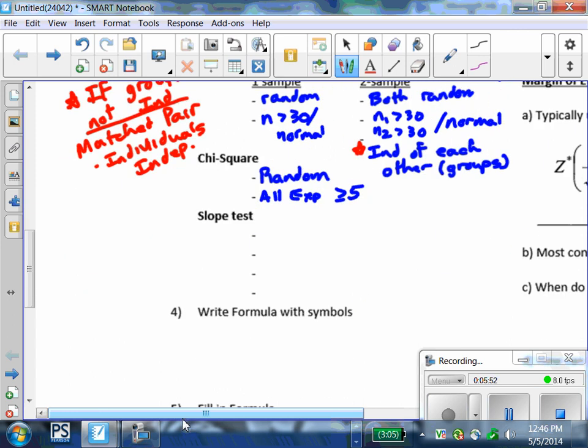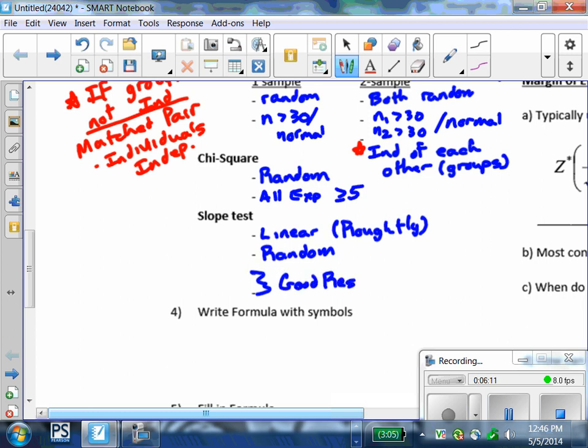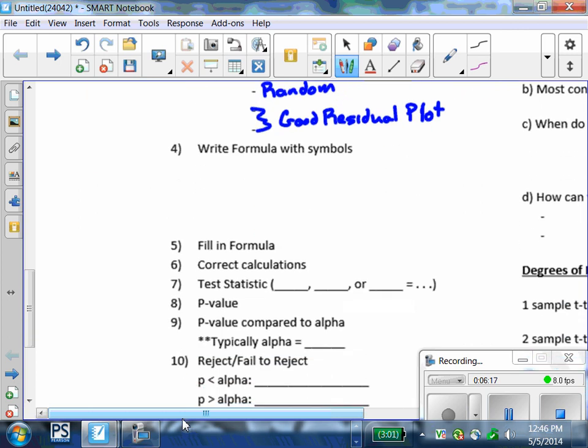The slope test, again, we want to make sure data is linear or roughly linear. And that's just look at the scatter plot. We want to make sure we have randomness. And then these last two, really, I'll go ahead and put these together and say that we have a good residual plot. And again, a good residual plot is basically just going to push us toward, hey, data is pretty much linear. Writing the formula with symbols.